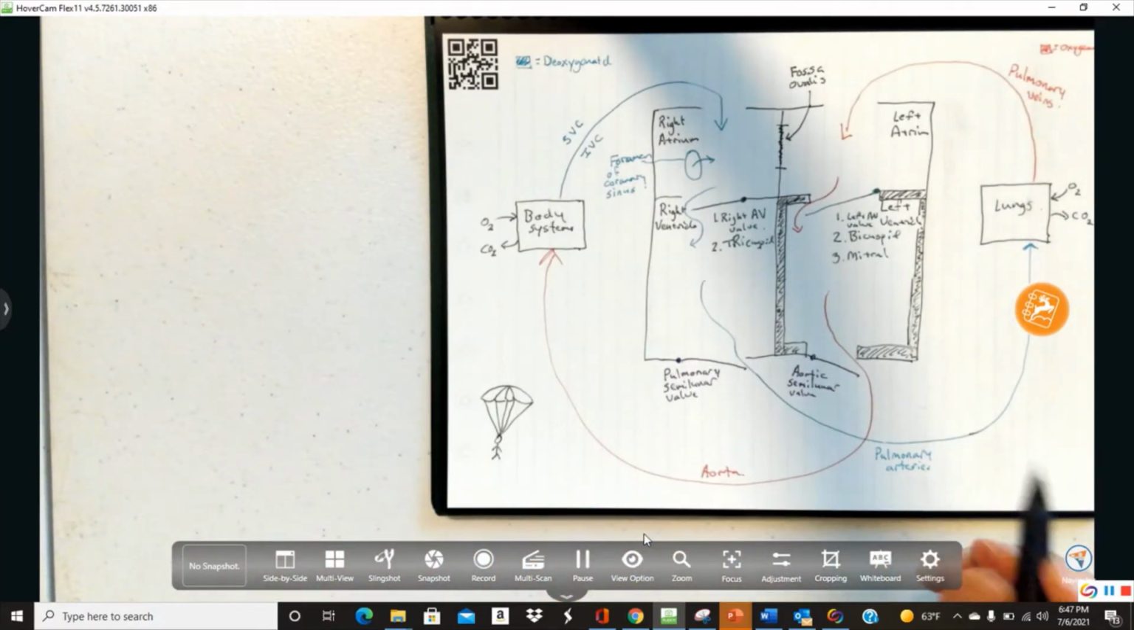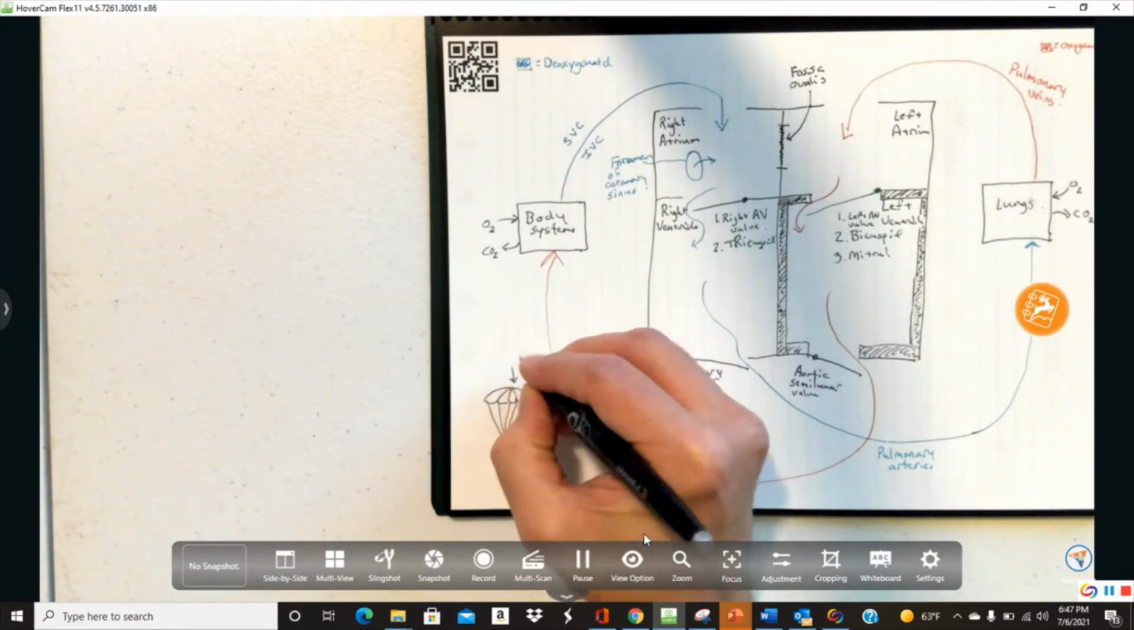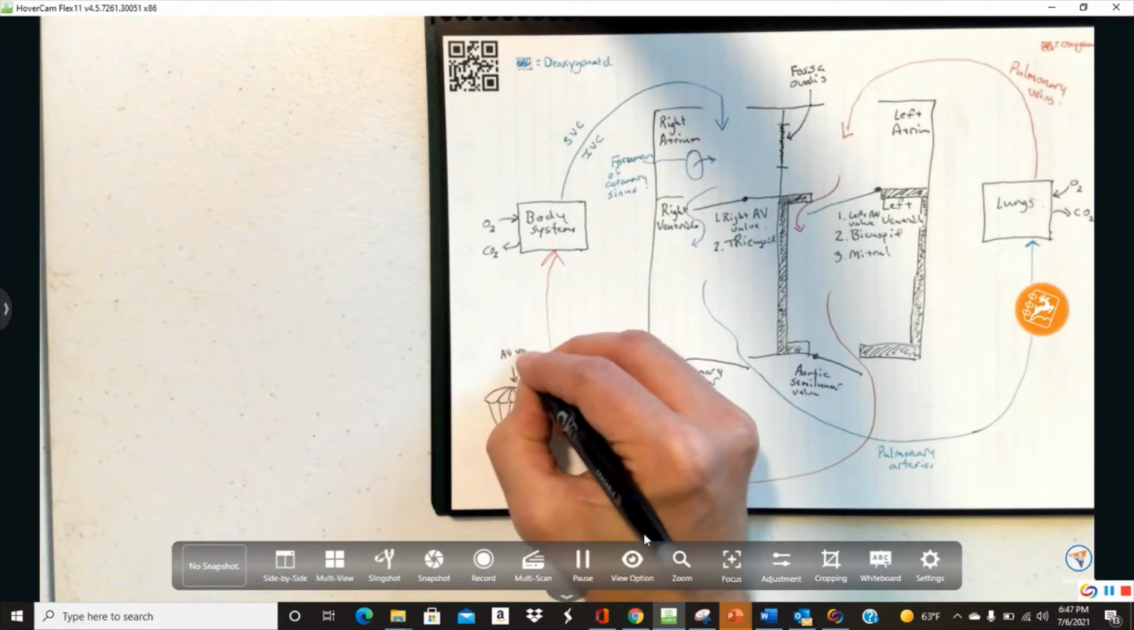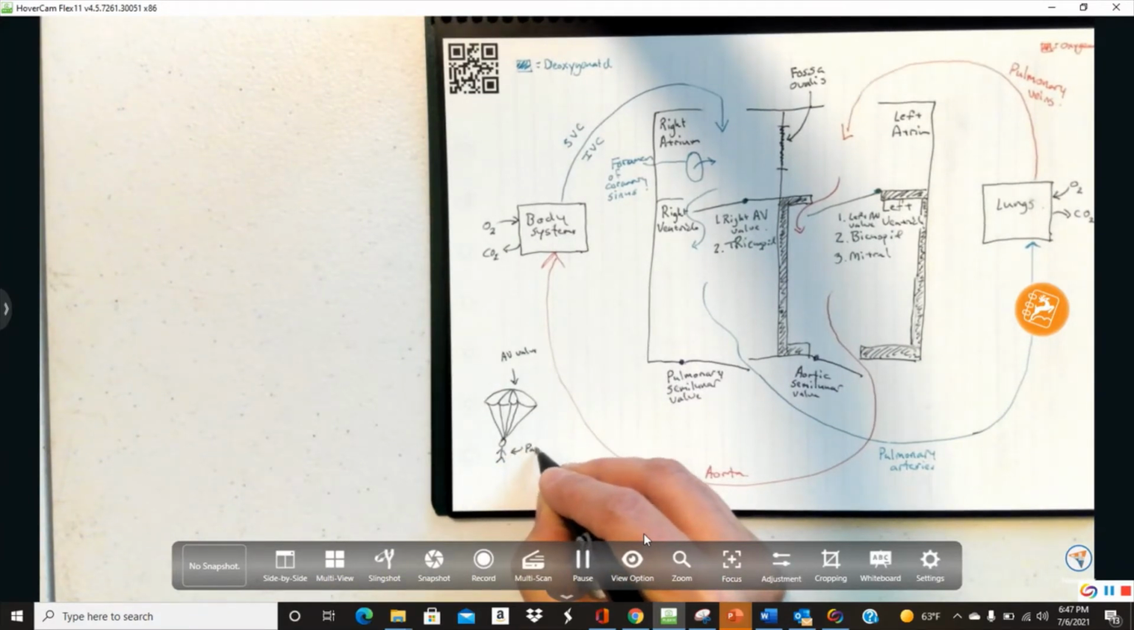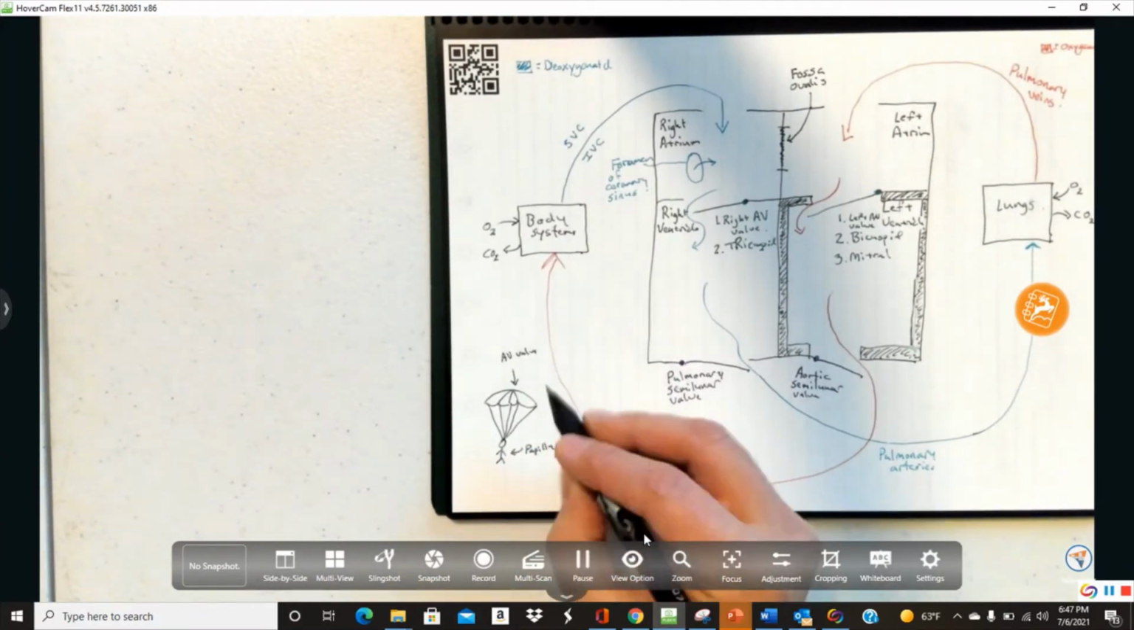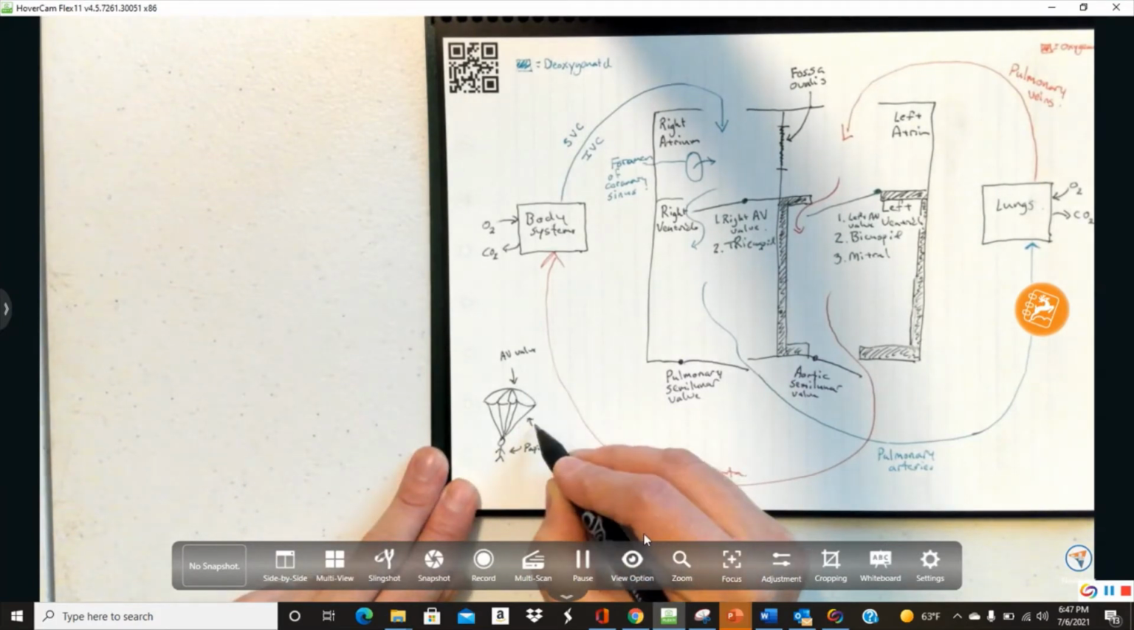Now, imagine the parachute, that is the AV valve. And then you are the papillary muscle. And the shoot cords, that is the chordae tendineae. Okay.